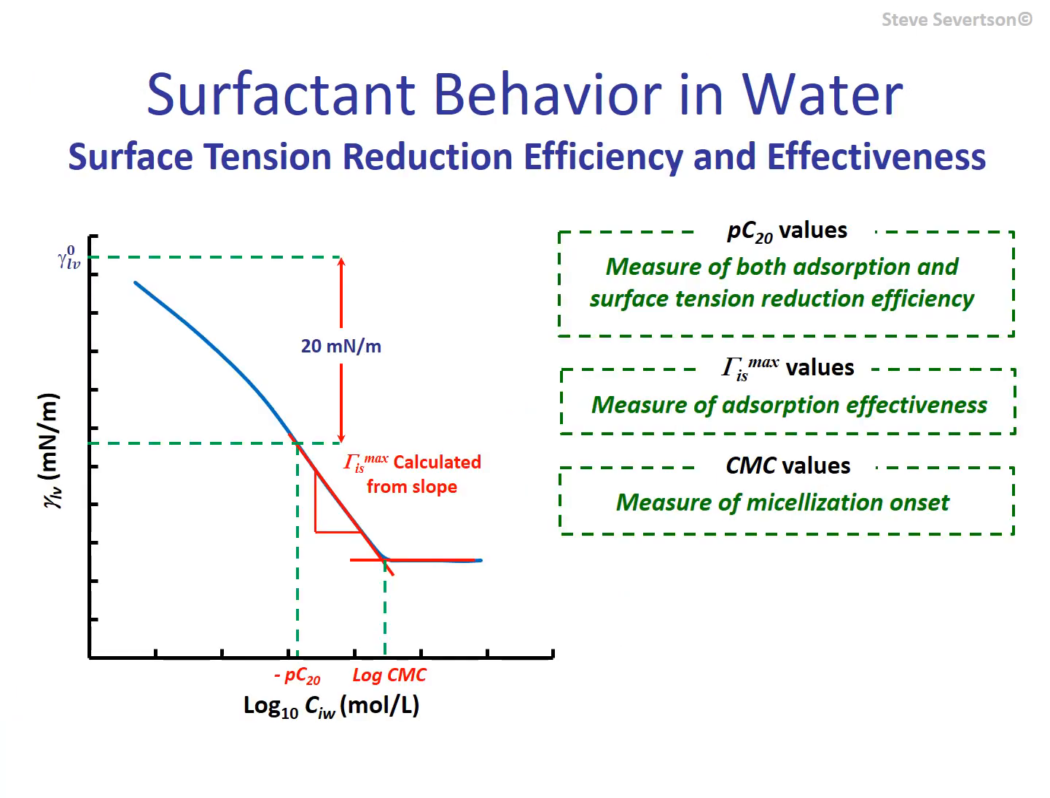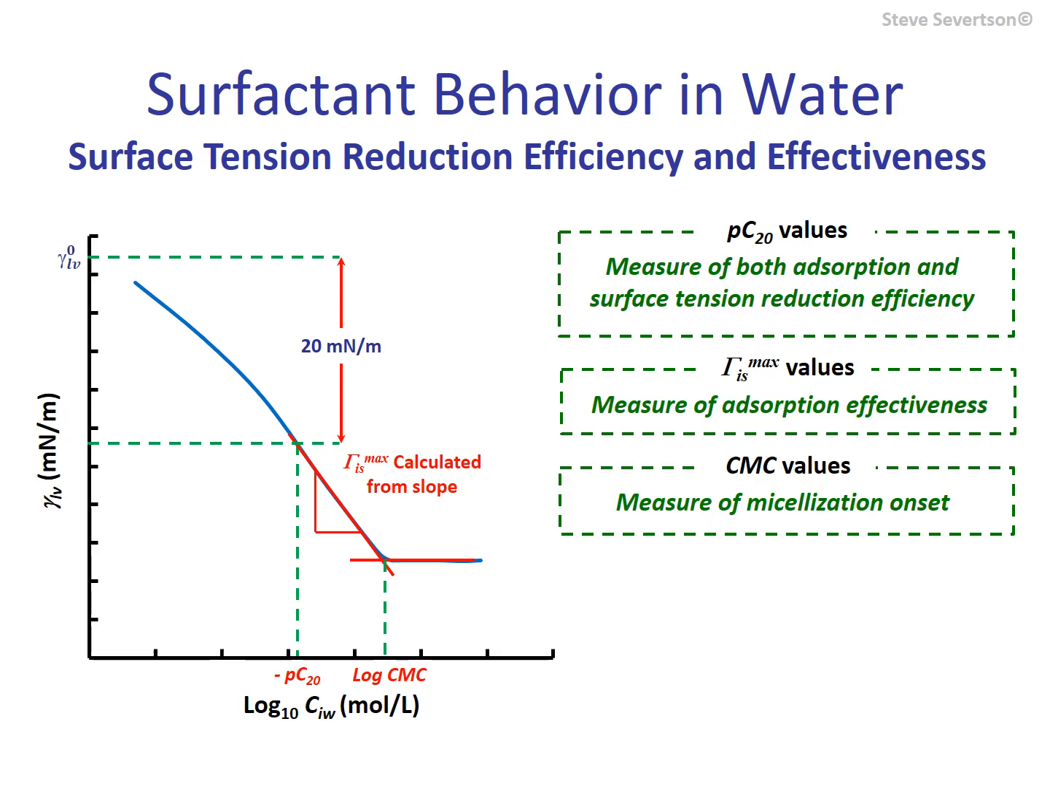Up to this point, our discussion is focused on characterizing surfactant adsorption. The approach we reviewed involves the experimental generation of a full surface tension curve and the extraction of PC20, gamma S max, and CMC values. These parameters gauge the efficiency, effectiveness, and truncation of the adsorption process at the water-air interface.